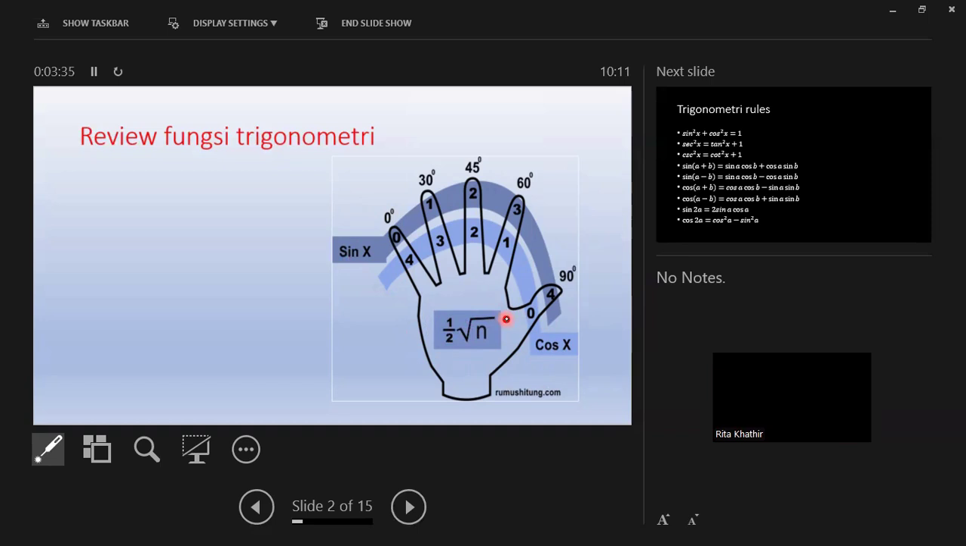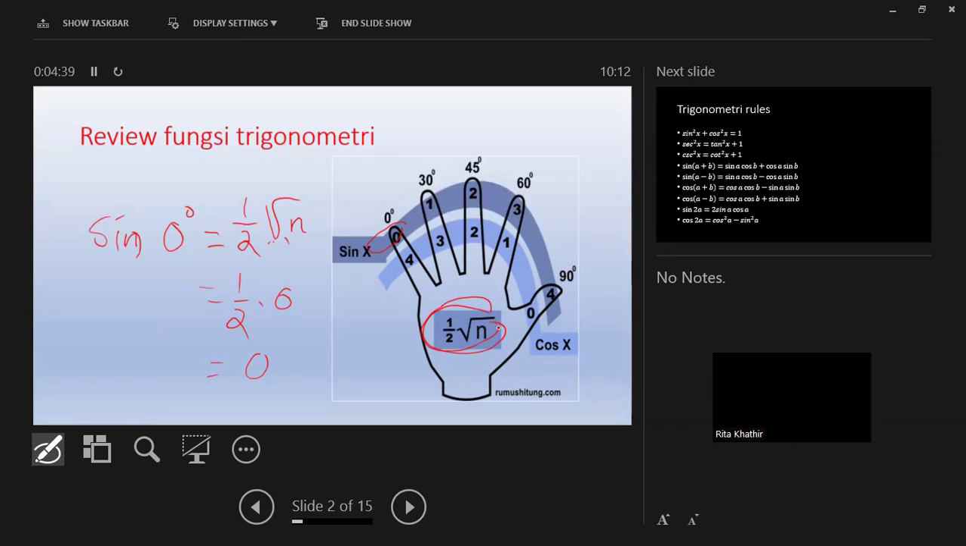So for example, I will show you. We want to know the sine of 0 degrees. What is the value of sine of 0? Okay, so let us use this formula. It is half, so 1 over 2 times the root of n, and here n is 0. So then half times 0, and sine of 0 degrees is 0. So this is the way we can remember easily the value of each sine and cosine.